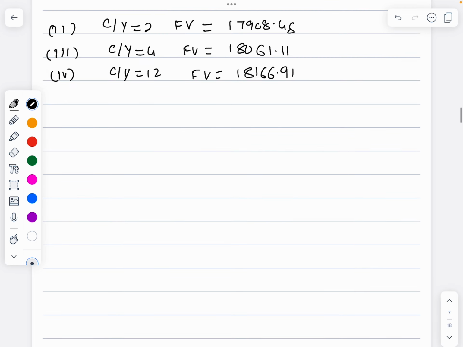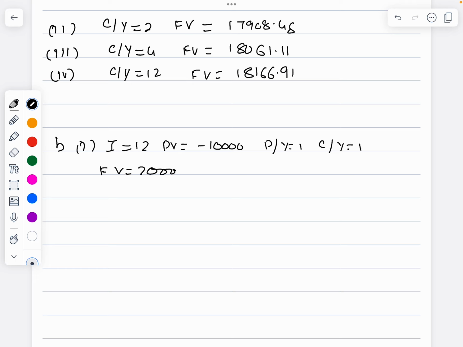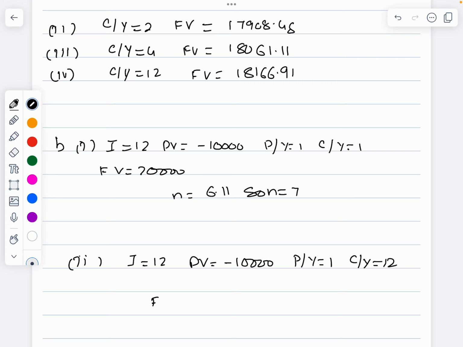And for part 4, C/Y should be equal to 12, then the future value will be 18,166.91. For part B, I should be equal to 12, principal value is minus 10,000, and P/Y equals 1, C/Y equals 1, future value equals 20,000. Then the n value becomes 6.11, so n equals 7. For part 2, I equals 12, principal value equals minus 10,000, then P/Y should be equal to 1, C/Y should be equal to 12, the future value should be equal to 20,000, then n equals 5.81, so n equals 6.